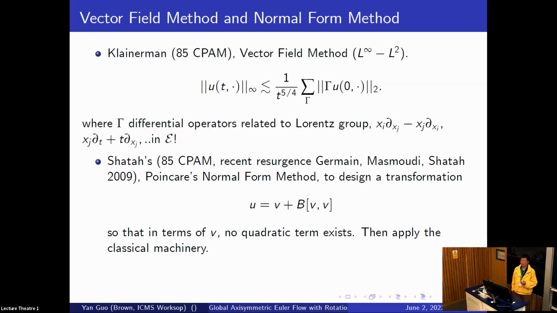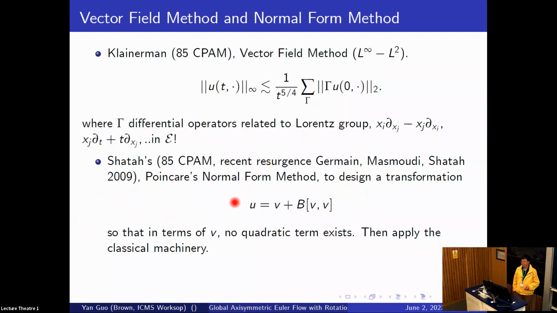Okay. So independently, there is Shatah's method, which is the so-called normal form method, right? Interestingly, both papers were published in the same issue of CPAM, both beautifully written. Shatah's method uses a completely different idea, right? The idea is, well, we know how to solve the cubic problem, so let's see whether we can reduce the problem to a cubic problem. Inspired by Poincaré's normal form for dynamical systems, he seeks a transformation for the unknowns.